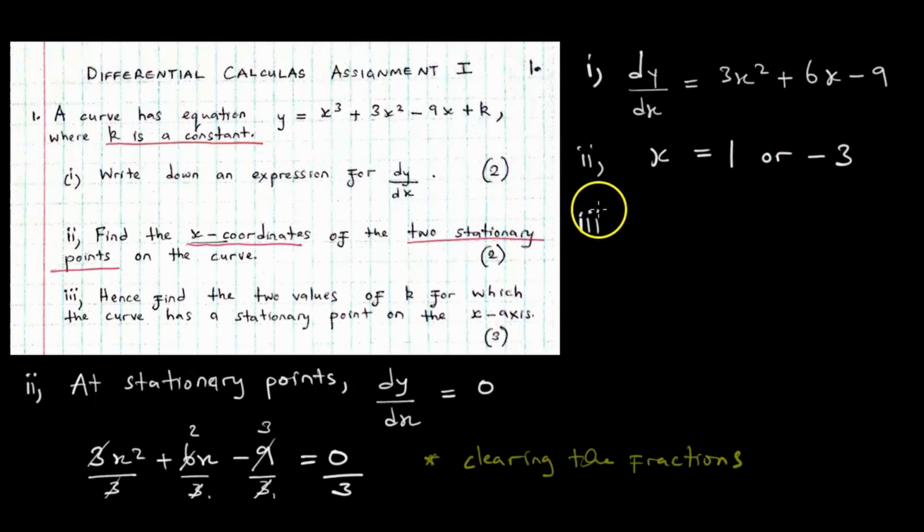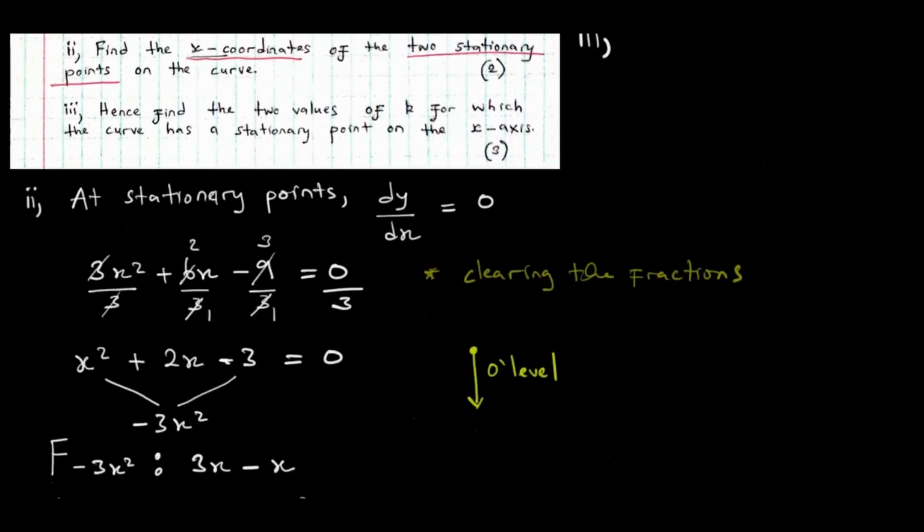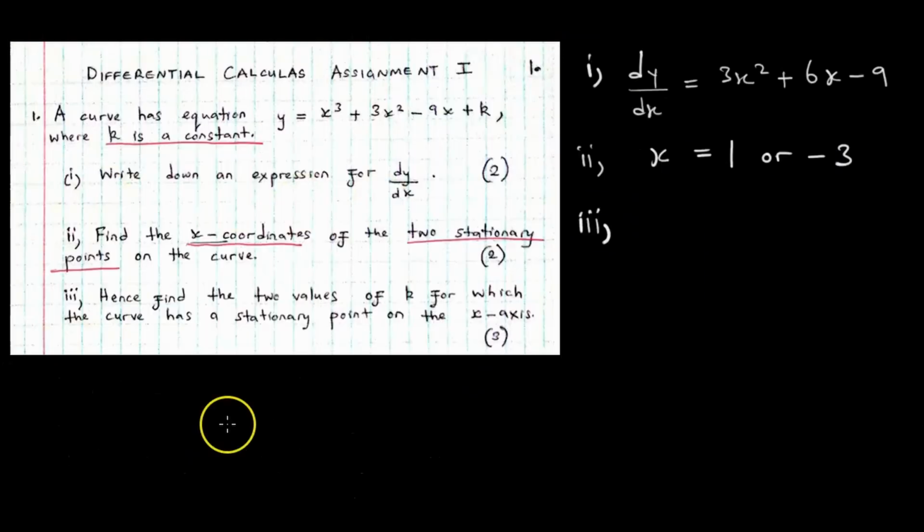Then we want to do our part 3. So it's easy, easy if we just master the first statement: at stationary points, dy dx is equal to 0. Let us now look at part 3.